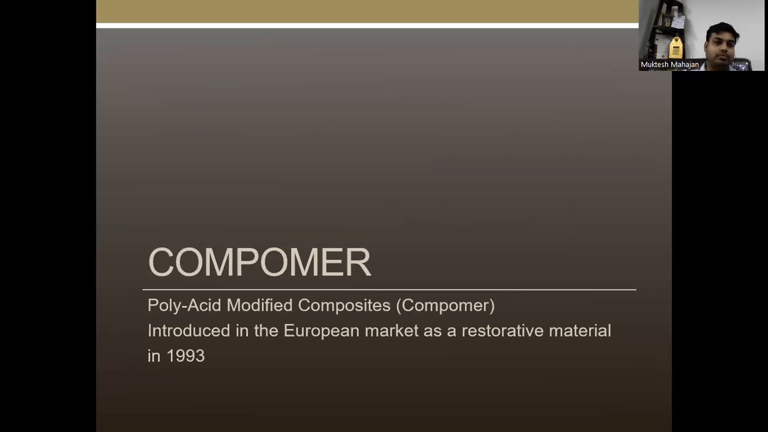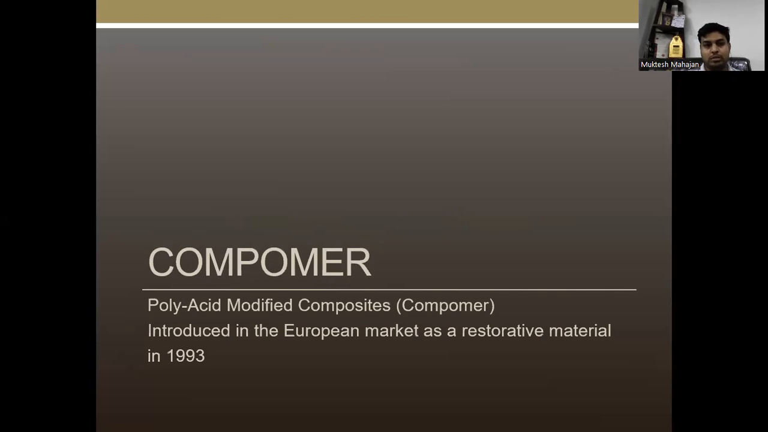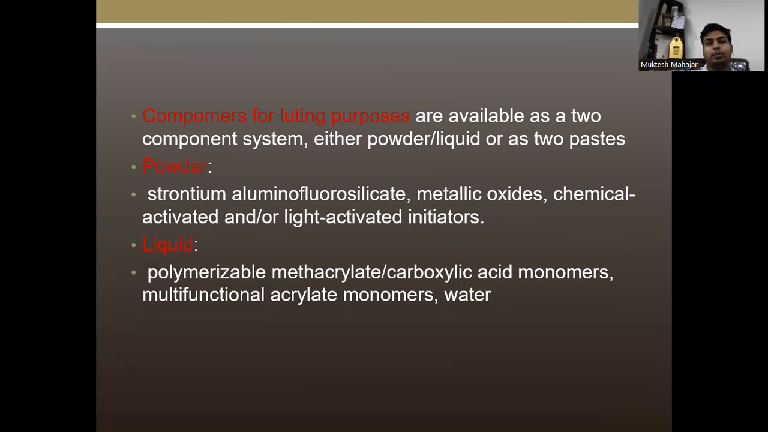Anhydrous luting cements: compomer. What we have learned until now were the water-based cements, and now we move to the anhydrous luting cements. Compomer, the polyacid modified composite, was introduced in the European market as a restorative material in 1993. This cement also lies between the glass ionomer and the resin composite, with the predominant characteristics of microfill resin composites. It is derived from the composites and glass ionomer, having the fluoride release capability of conventional GIC and the durability of the composites. Compomers for luting are available as a two-component system, either powder-liquid or a two-piece system.